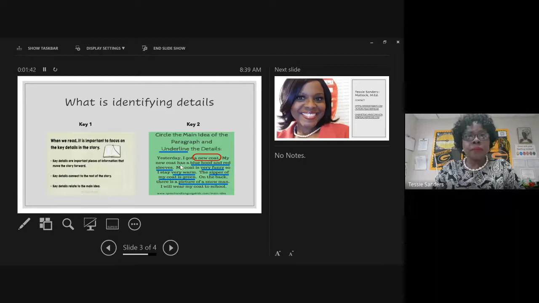Look at key 2. It is important to apply pencil and paper application. Yes, I know that in most states we've moved to testing online, but we can't abandon pencil and paper application. So you want to circle and underline key pieces of information.